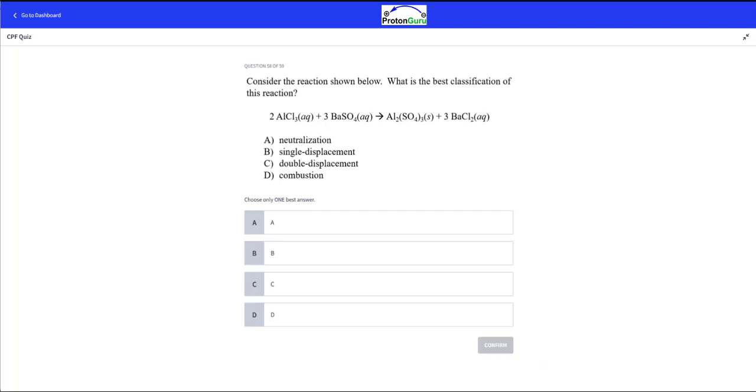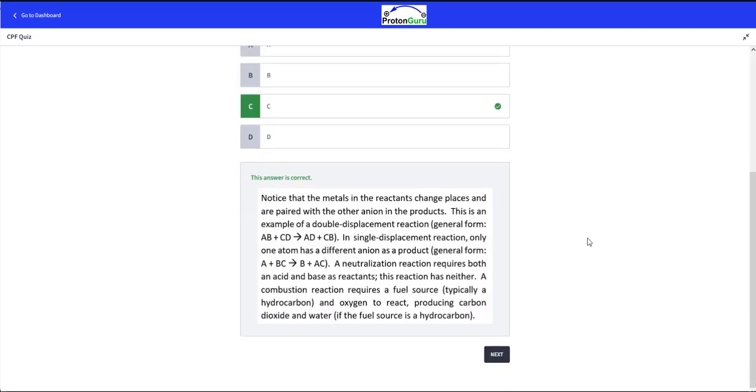Number 58 shows us a chemical reaction, asks us which type of reaction it is. This is going to be a case where you have the metal with chlorines on it, and the metal with sulfates on it, and both metals switch with both anions. That's an example of a double displacement because you've displaced both of the units.